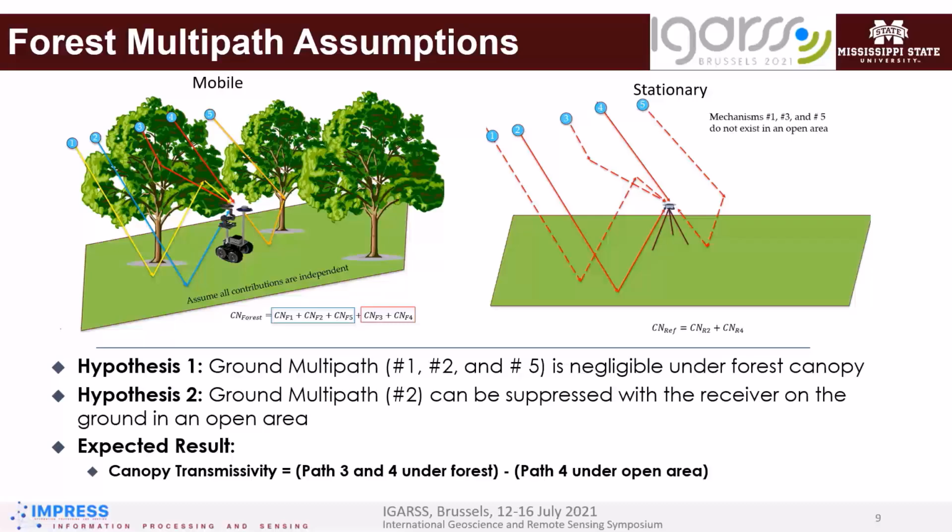The receiver on a moving platform has to be elevated above the ground to navigate through the forest floor. Thus, our proposed setup requires verification of the multipath scattering assumption before we draw any conclusion on estimated transmissivity values. So our working hypothesis number 1 is that ground multipath mechanisms 1, 2 and 5 are negligible under forest canopy. In the open area, on the right side figure, mechanisms 1, 3 and 5 do not exist. So our hypothesis number 2 is that ground multipath mechanism 2 can be suppressed with the receiver placed on the ground in an open area.